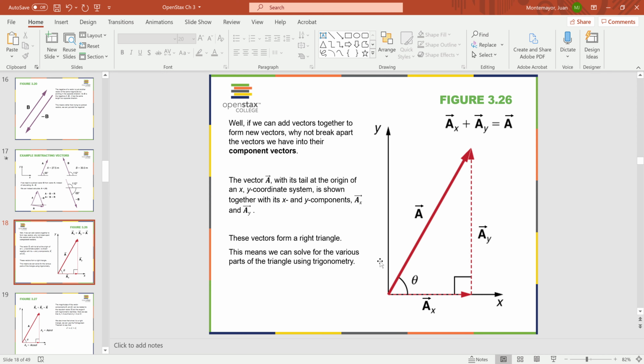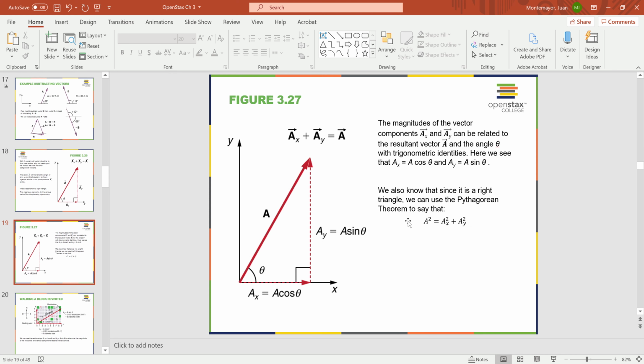Okay, well, we can add vectors together to form new vectors. Why not break apart the vectors we have into their own components, which I mentioned earlier? We can simply get this A vector here and find out their AX and their AY. Now, if we know that putting together vectors have their own components, why can't we go backwards, right? So here, if we know our A vector, we can find our AX and our AY by using these equations here. Now, whenever you're solving these, you have to be very careful. They really do depend on where your angle is pointing at.